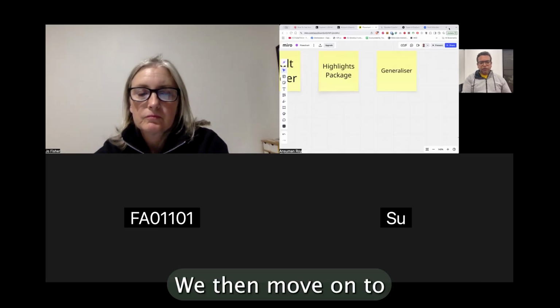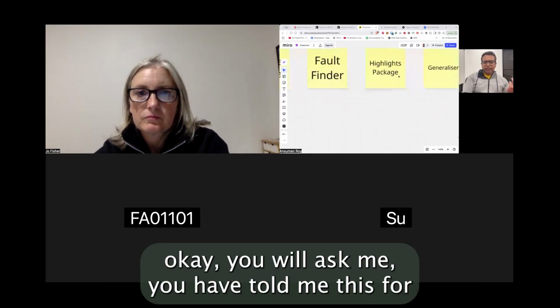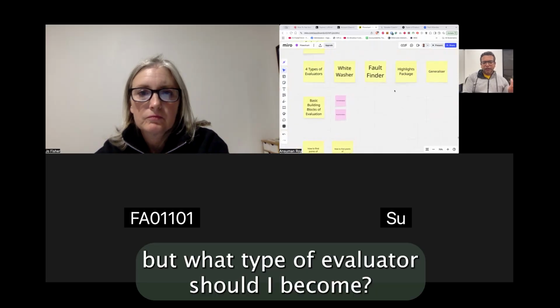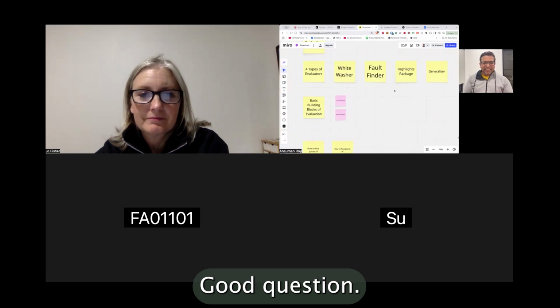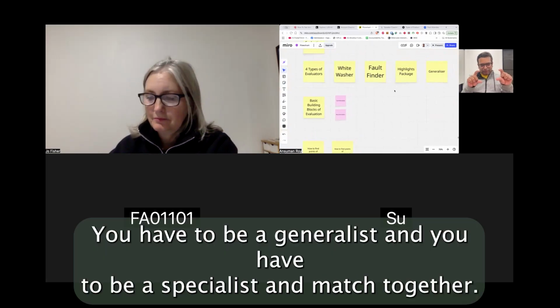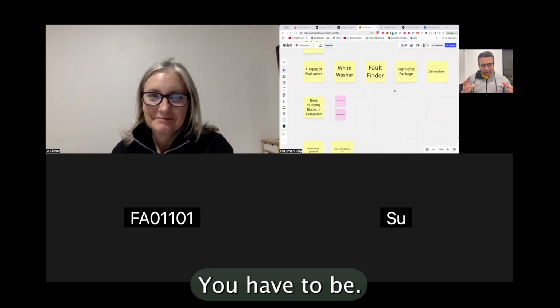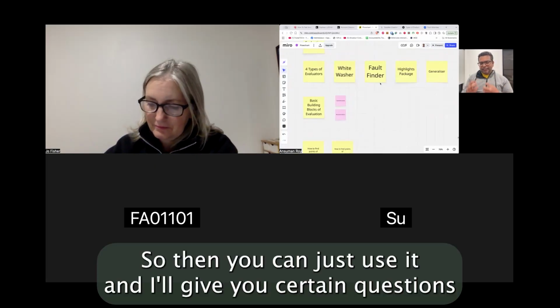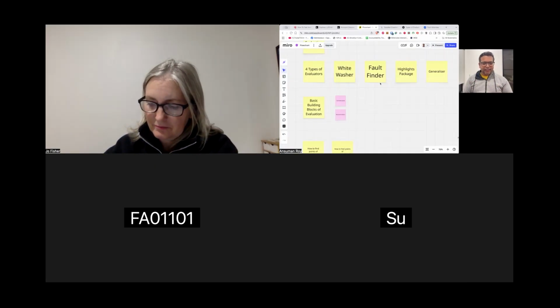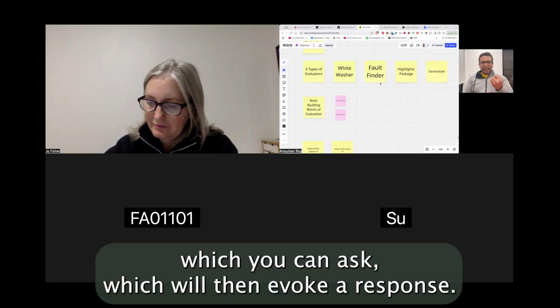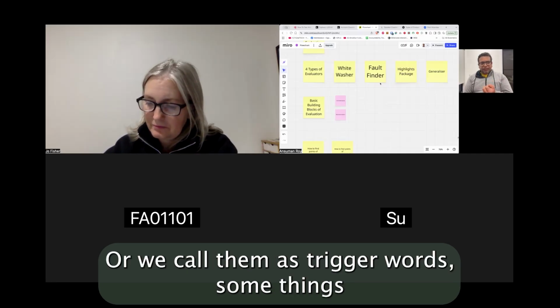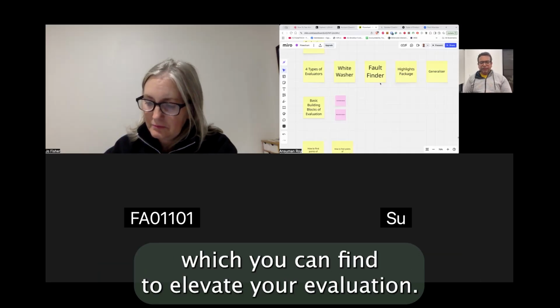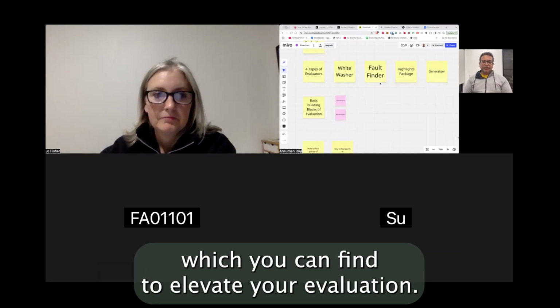We then move on to, okay, you'll ask me, you have told me these four, but what type of evaluator should I become? Good question. You have to be a generalist and you have to be a specialist, mashed together. We'll mash all of this and we'll prepare a template so then you can just use it. And I'll give you certain questions which you can ask, which will then evoke a response. We call them trigger words, some things which you can find to elevate your evaluation.